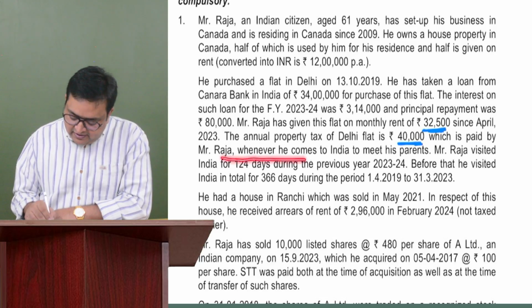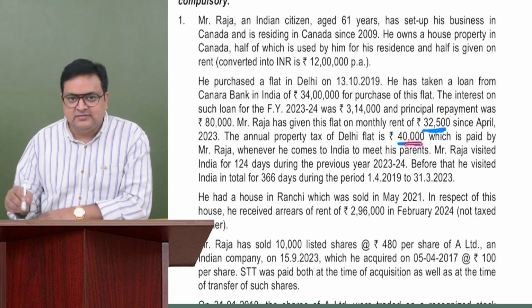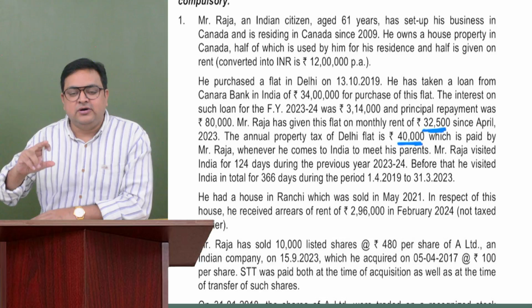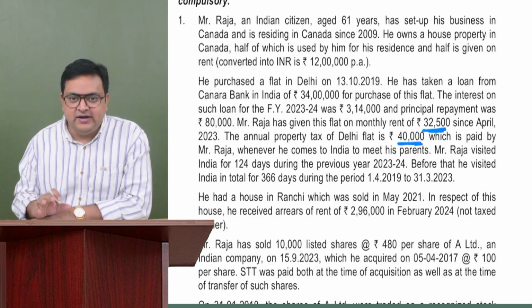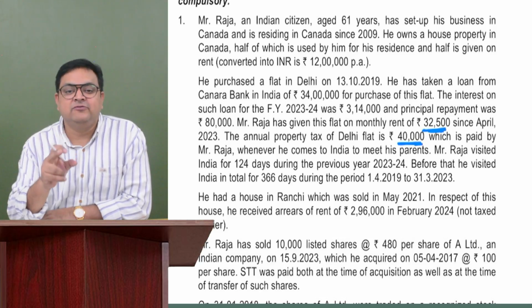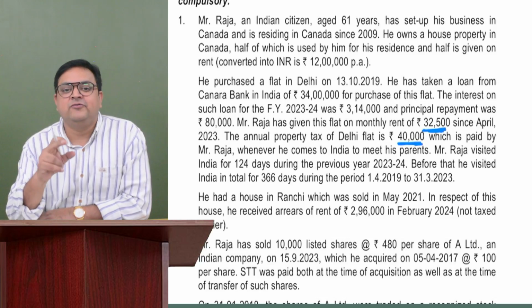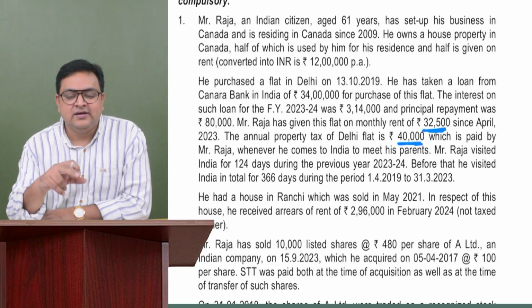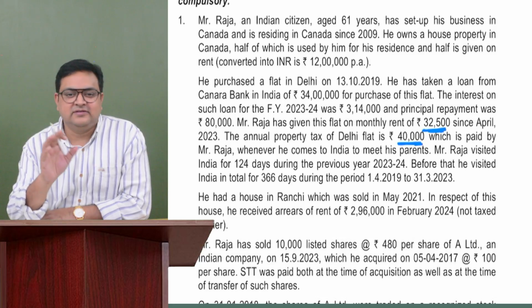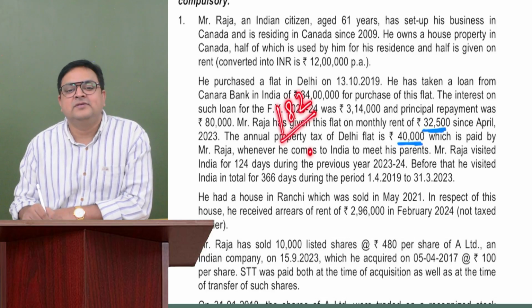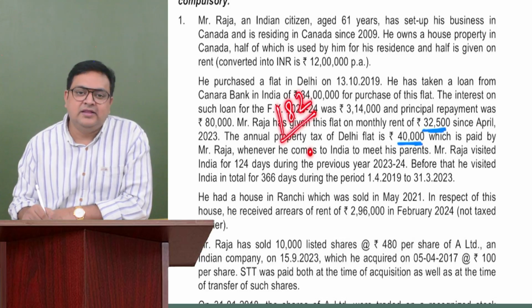Mr. Raja, whenever he comes to India to meet his parents, pays this rent also. So this person is residing abroad and he comes to visit India. So he would be covered under one of the exceptions, right? You understand? If the person is an Indian citizen or a person of Indian origin and he comes to visit India, then we don't see the 60 days plus 365 days condition. We only see the 182 days condition, right? So if he is in India for 182 days, then we can say he is a resident, otherwise a non-resident.